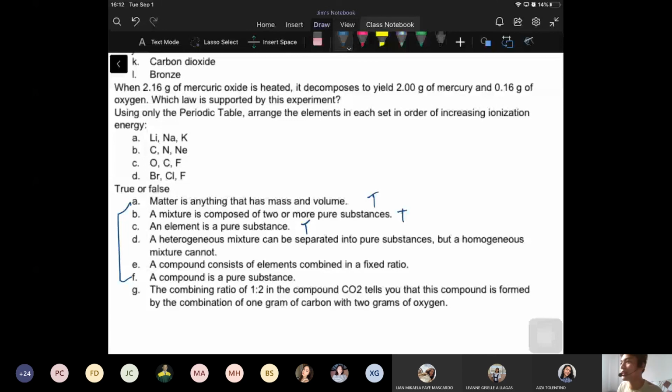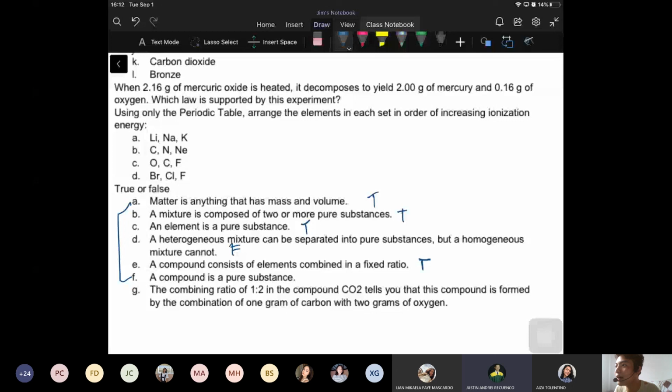Sige, letter E. So letter E, raise ng hands. Aiza. A compound consists of elements combined in a fixed ratio. True. Okay, so true na. Actually, sa lab na pala to, no? Letter F. Last one. Justin, Andre.